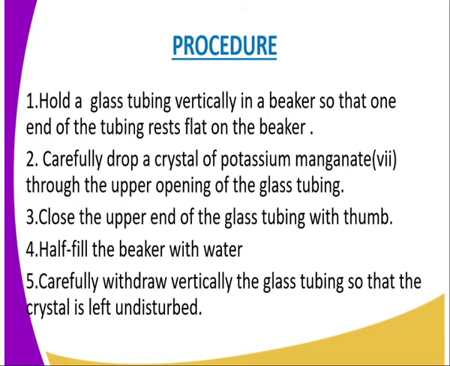First, you hold a glass tubing vertically in a beaker so that one end of the tubing rests flat on the beaker. Two, you carefully drop a crystal of potassium manganate 7 through the upper opening of the glass tubing. Three, you close the upper end of the glass tubing with a damp finger. Four, you fill the beaker with water. Five, you carefully withdraw vertically the glass tubing so that the crystal is left undisturbed.